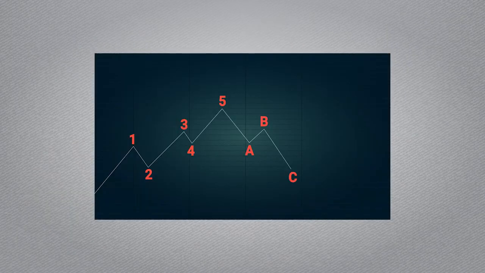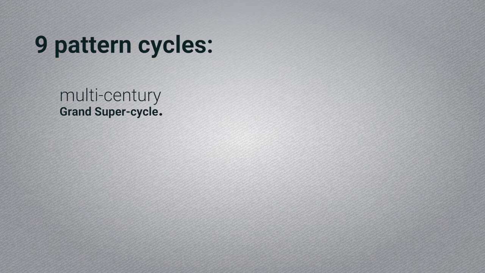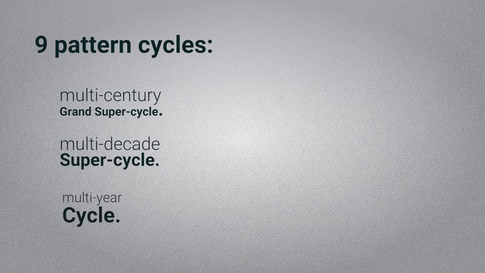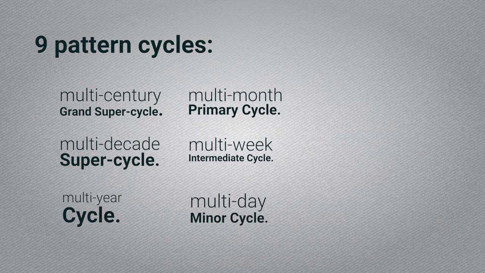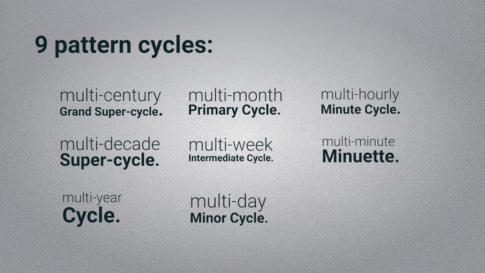The Elliott wave principle describes 9 possible cycles through which a pattern may be recognized: the multi-century grand supercycle, the multi-decade supercycle, the multi-year cycle, the multi-month primary cycle, the multi-week intermediate cycle, the multi-day minor cycle, the multi-hourly minute cycle, the multi-minute minuette, and the multi-second subminuette.